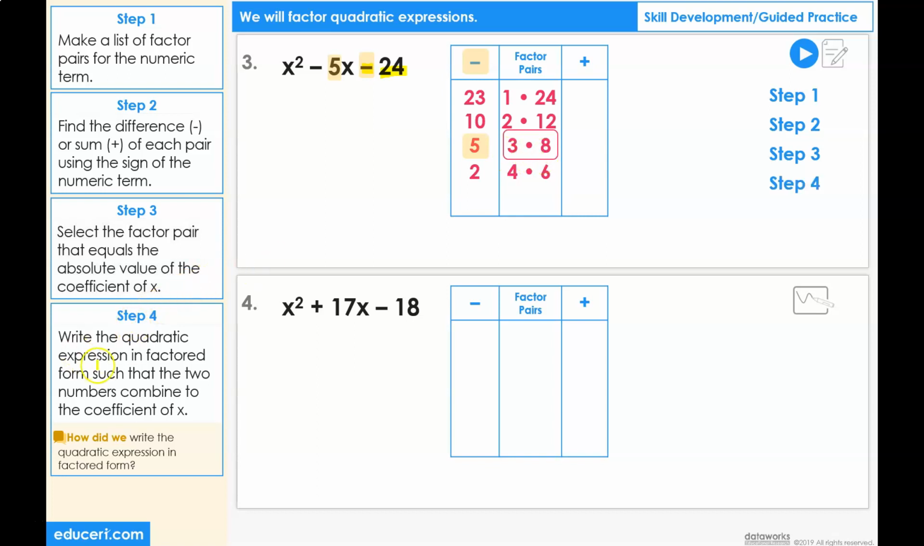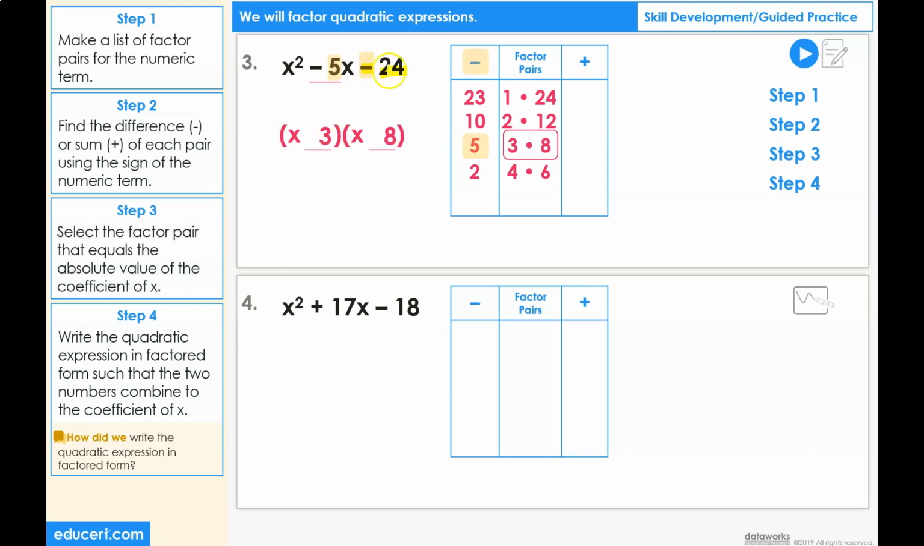Step 4. Write the quadratic expression in factored form such that the two numbers combine to the coefficient of x. So we begin by writing our parentheses for the two binomial factors, and the first term of each binomial is x. The numbers of the second terms are 3 and 8.